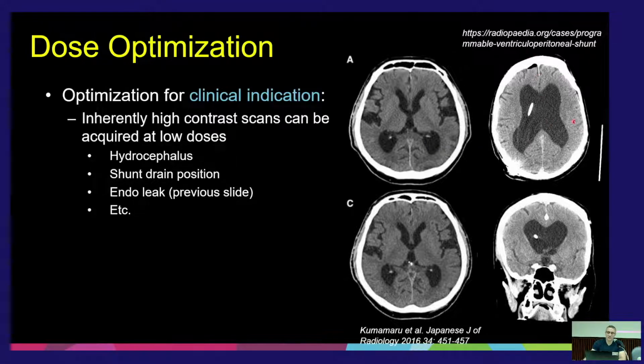So here we have a shunt, so we have a high contrast image, and the clinical diagnostic task here is not difficult to see at low radiation doses. And so for these pediatric patients, you can largely image at half the dose of a typical or normal brain CT.